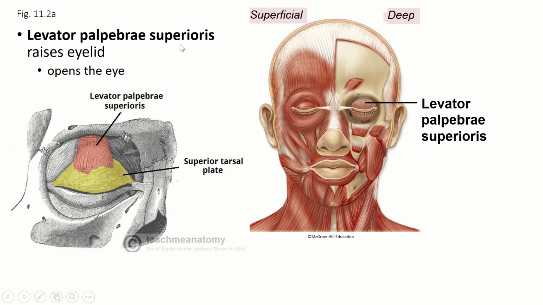Now, Levator Palpebrae Superioris, like I said, raises the eyelid. It sits deep to this muscle which opens the eye. Sorry, which closes the eye. I forgot what I was saying. The Levator Palpebrae Superioris opens the upper eyelid. The Orbicularis Oculi is the antagonist to it, and it's superficial. So this one is going to levate, raise, Palpebrae Superioris, the upper eyelid.